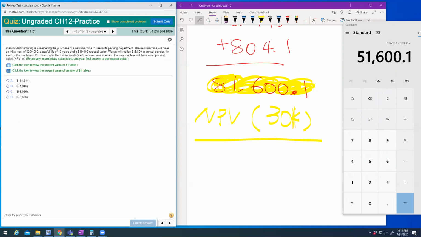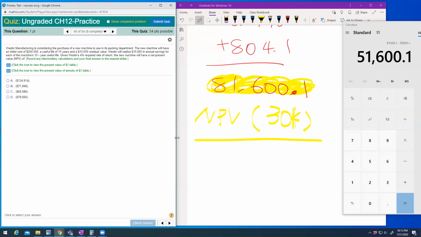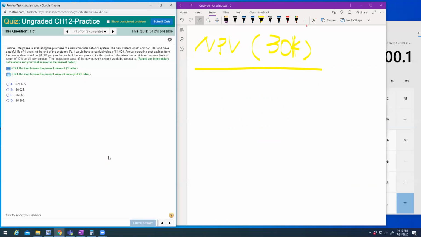So this is a similar one. Talking about this, you consider purchasing a new machine. The machine will have an initial investment, be usable for 10 years, and have a 10,000 residual. You have annual savings from this for 10 years. Very similar again, right? I'll leave this one to you. You can see I put a lot of similar practice, but you will definitely have an NPV question. So make sure you know this type of question. Next one.